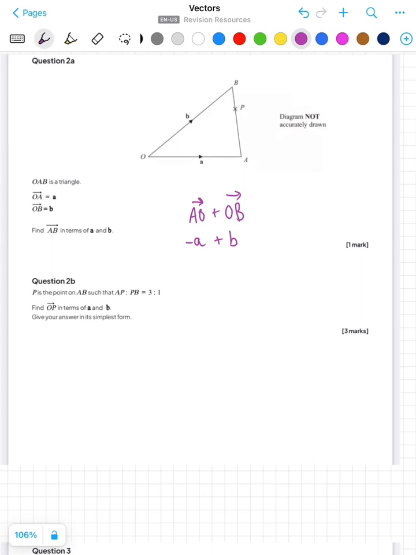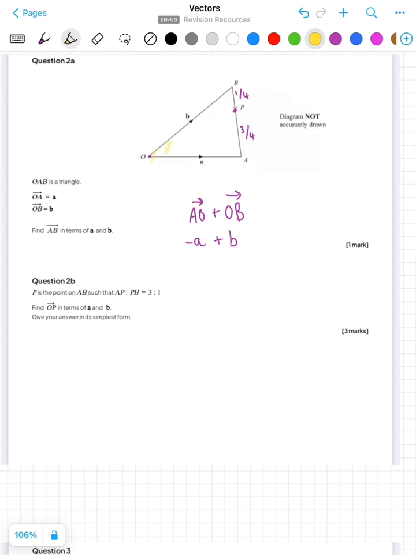Next, P is the point on AB such that AP to PB is in the ratio of 3 to 1. So this is 3 parts, this is 1 part. As a fraction, that would be 3/4, and that would be 1/4. So 3 out of the 4 parts are A to P, and 1 out of the 4 parts are P to B. Find O to P.